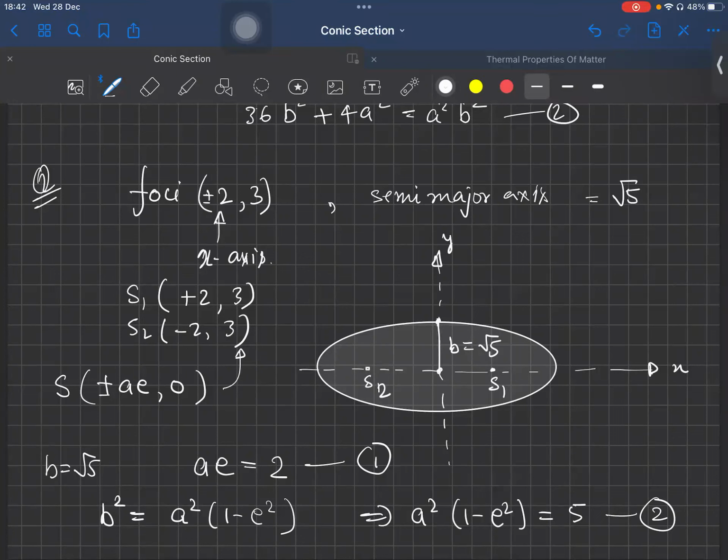Sir, semi-major axis means it is A, right? Not B. No. See, semi-major, for this ellipse, this is the semi-major axis. Okay, so semi-minor axis it should be, no? I'm sorry. This is my mistake. This is the semi-minor axis. Yes, you are right. This is the semi-minor axis, root 5. The value of b is given, that is root 5. Yes, correct. Thank you. Yeah, solve equation number 1 and 2.